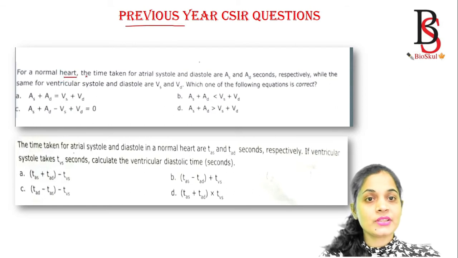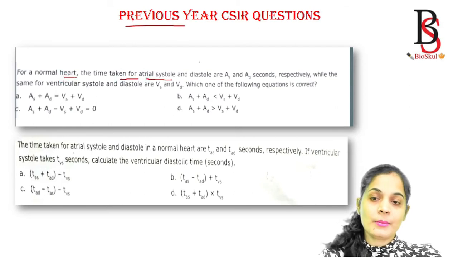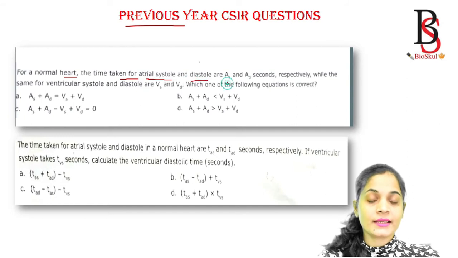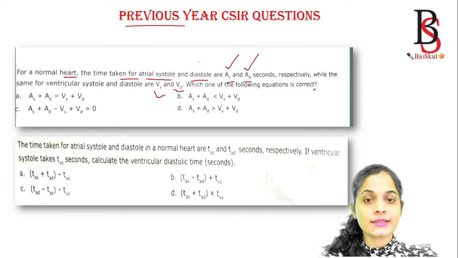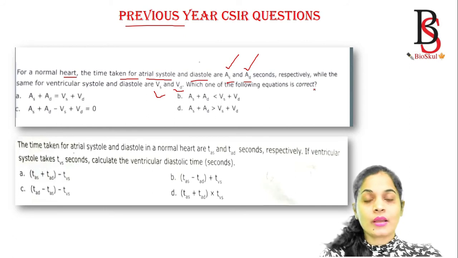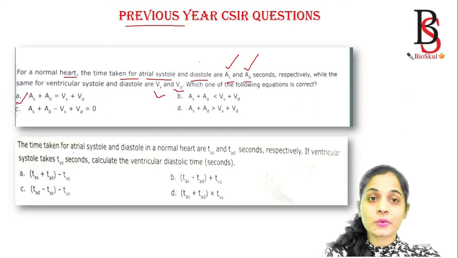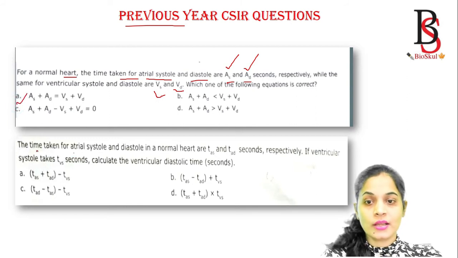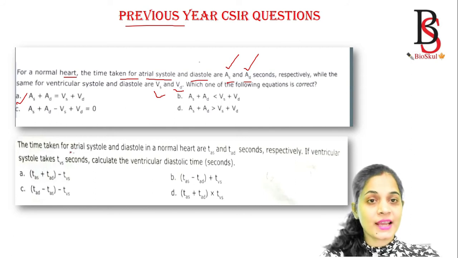So let's see the previous year CSIR question related to this topic. First question. For a normal heart rate, the time taken for arterial systole and diastole are AS and AD. Okay, arterial systole is represented as AS and arterial diastole as AD seconds respectively, while the same for ventricular systole is VS and ventricular diastole is VD. Which of the following equations is correct? Okay, so the equation is arterial systole plus arterial diastole equals ventricular systole plus ventricular diastole. That is option A, the correct answer.